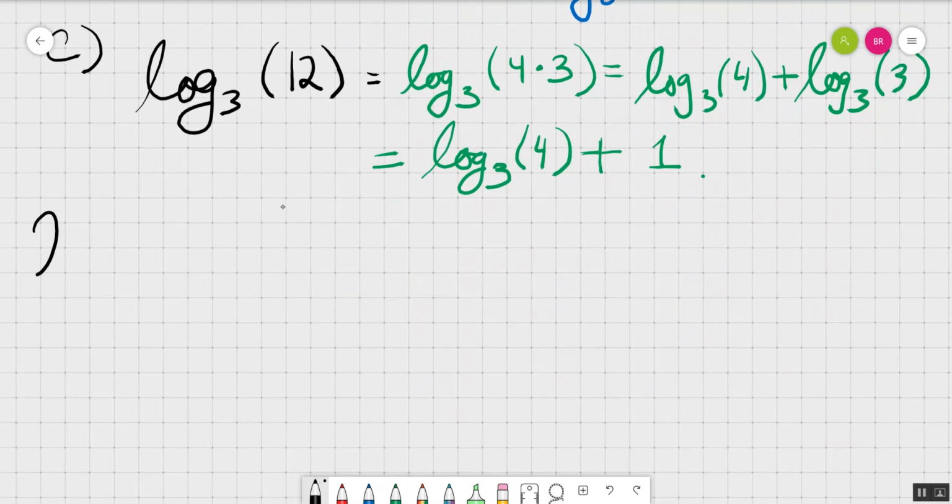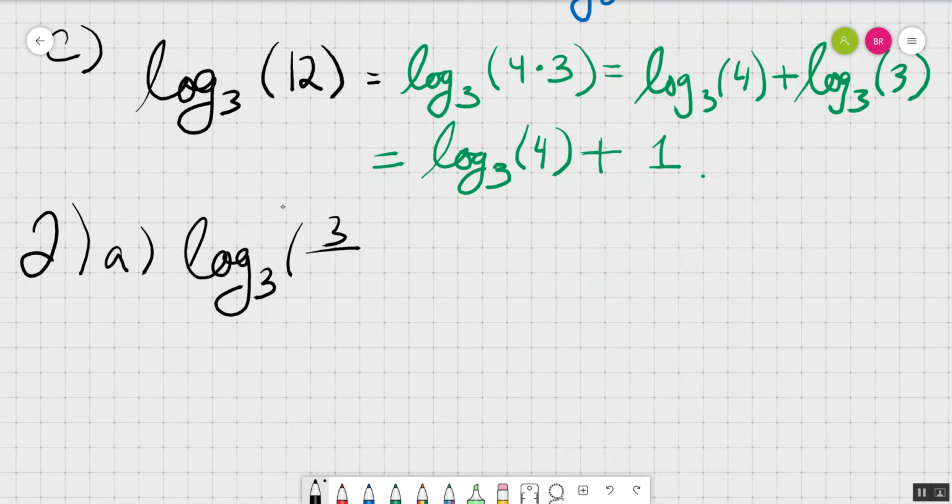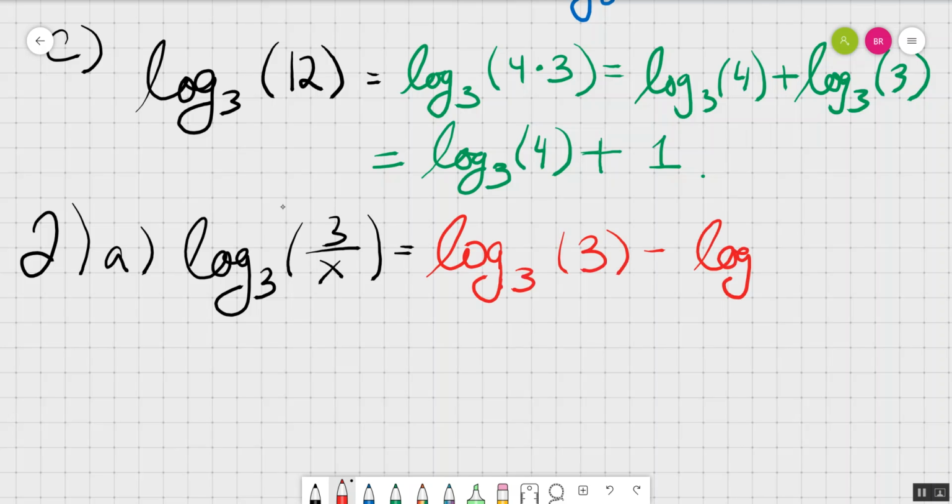Let's do the second rule. So I want to do the log base 3 of 3 over x. We have to be careful about order with this one. So remember, numerator first, and division is the same as subtraction. So the log base 3 of 3 minus the log base 3 of x. Now the log base 3 of 3 is 1, so we'll end up with 1 minus the log base 3 of x.